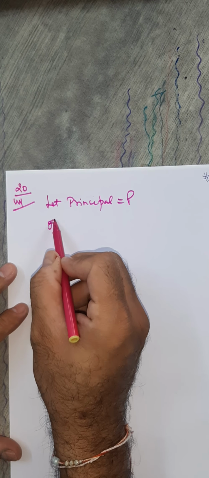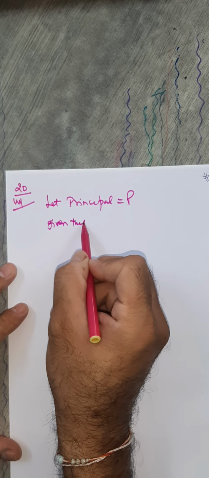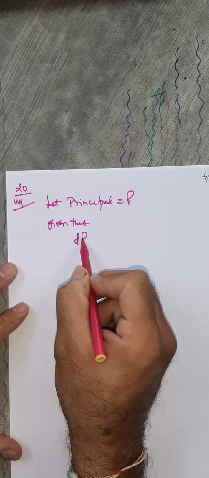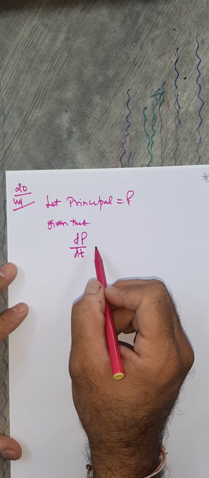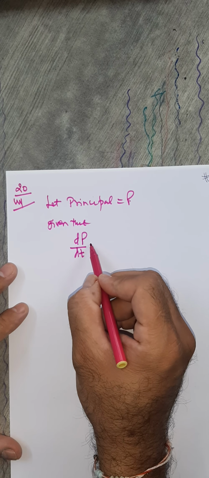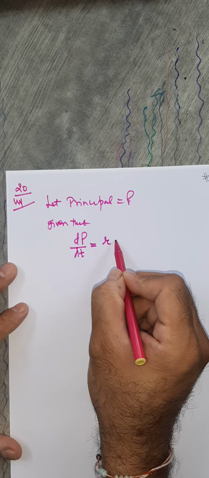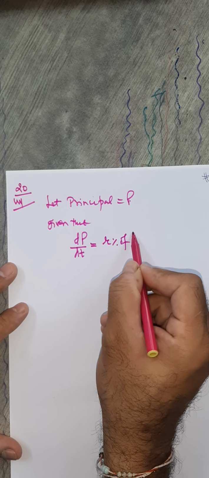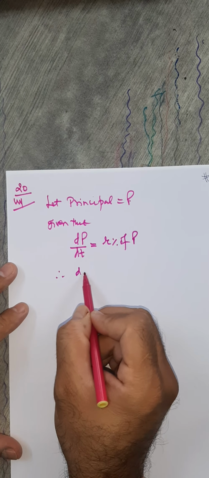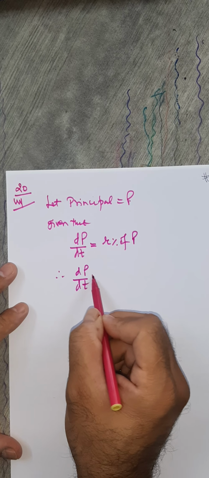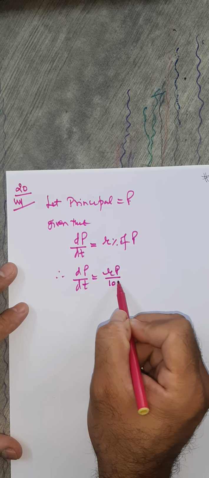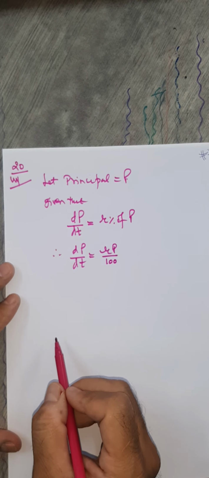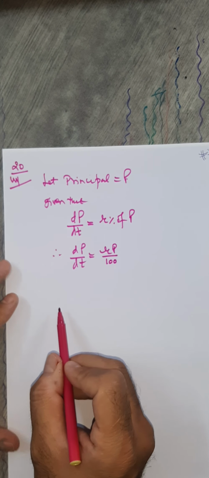Now what is given? Just read the question. Change in the principal with respect to time at a rate of r% per year. So r% of p, of course, principal. So therefore you have dp by dt equals rp by 100, remember, r percent. Fine. So now this is a differential equation.